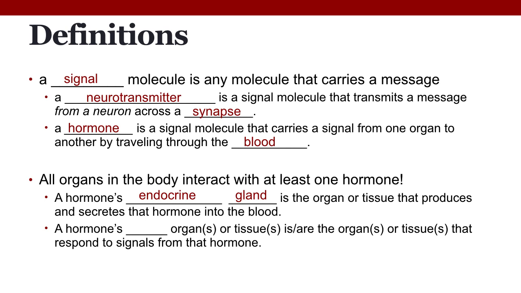So just to talk about these hormones a little more before we move on, a hormone's endocrine gland is the organ or tissue that produces and secretes the hormone into the blood, while a hormone's target organ or tissue is the organ or tissue that responds to signals from that hormone. So the endocrine gland secretes the hormone, the target organ responds to that hormone, okay, in a nutshell.